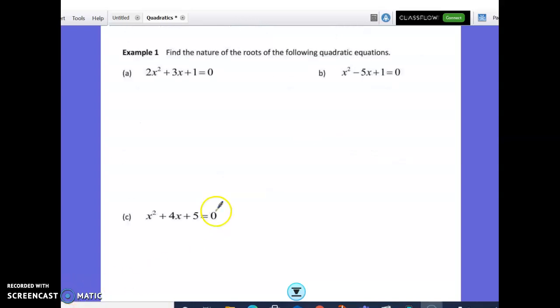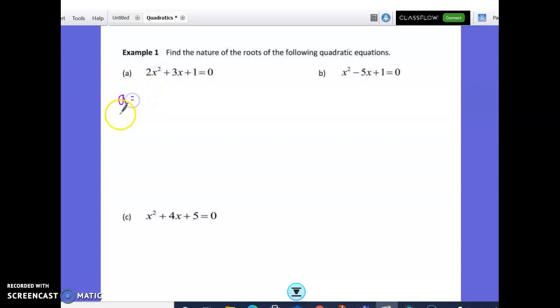Okay, so let's have a go at finding the nature of the roots of a quadratic equation. Just to be clear, it's the nature of the roots we're looking at, not the nature of the turning point. So the nature of the turning point is maximum, minimum. Nature of the roots, you've got three options: two real and distinct roots, one repeated root or equal roots, and no real roots. Okay, very similar to the quadratic formula then.